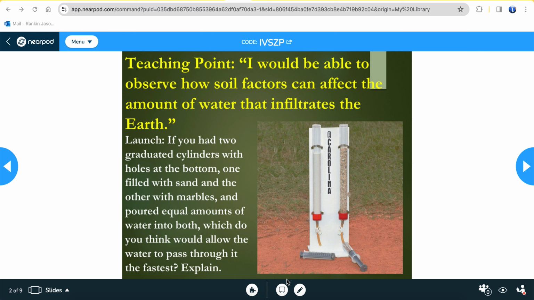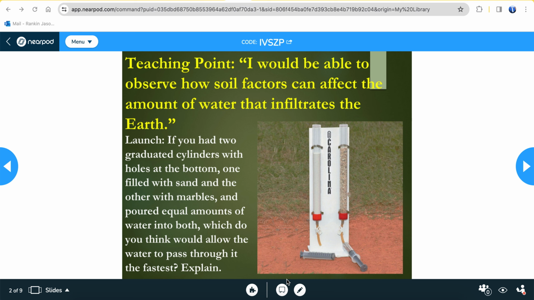Teaching point: I'll be able to observe how soil factors can affect the amount of water that infiltrates the earth. Now, infiltration, as we saw on the whiteboard that I drew on, is the downward movement of water inside the earth from the surface down to bedrock. That downward movement is called infiltration.